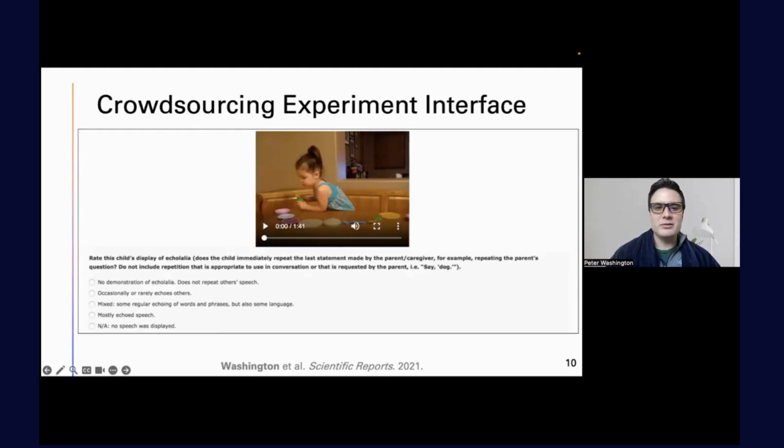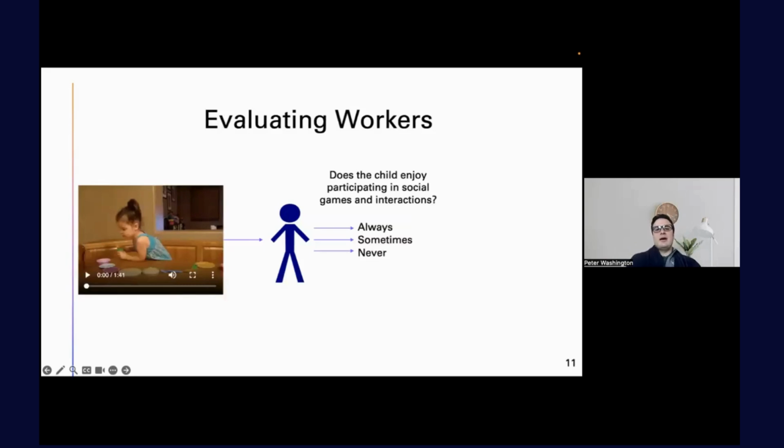And you don't necessarily have to be an expert to watch the video and say, is the child repeating the last statement made by the caregiver? You could probably just watch it and understand whether that's happening. But there are other questions that are a little bit more challenging, like enjoying participating in social games and interactions. Well, maybe some people are good at identifying that and other people aren't. And that's actually what the study that I ran back in the day showed.